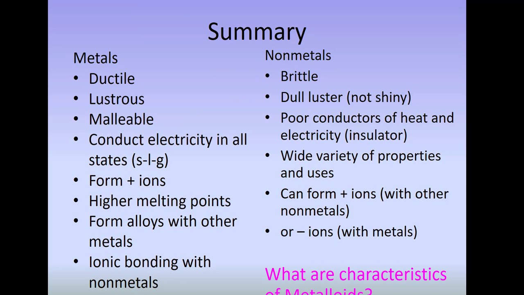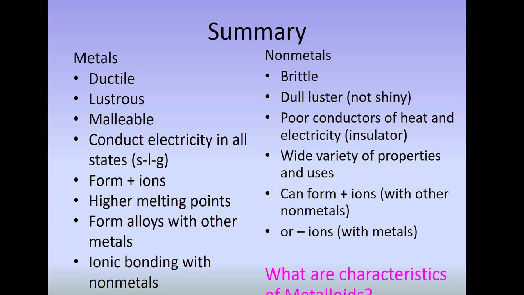And here's just a summary between metals and nonmetals. Metals are ductile, meaning you can pull them out into a wire. They're lustrous, meaning they're shiny. They're malleable, meaning you can shape them. They do conduct electricity in all states: solid, liquid, and gas. They lose electrons, forming positive ions. They have higher melting points than nonmetals. And we already talked about how they form alloys, by melting two or more metals together. And they have ionic bonding with nonmetals. We haven't talked about bonding yet, but it's coming up in our future units. Nonmetals are brittle. They are not shiny. They are good insulators.